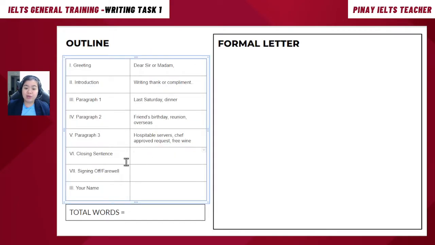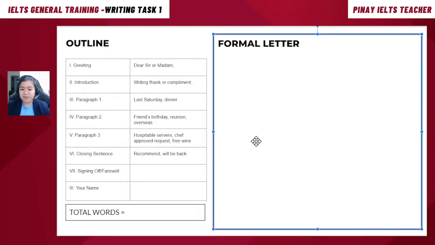Okay, for the closing sentence, remember, closing sentence is a summary of what you wanted to do with the letter or what you want to do moving forward. So, moving forward, I will recommend this to my friends and perhaps I will be back again. Closing sentence is always what you want to do moving forward. So, I will recommend to my friends and I will be back to dine in again.